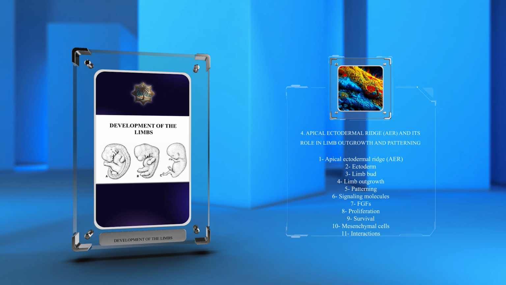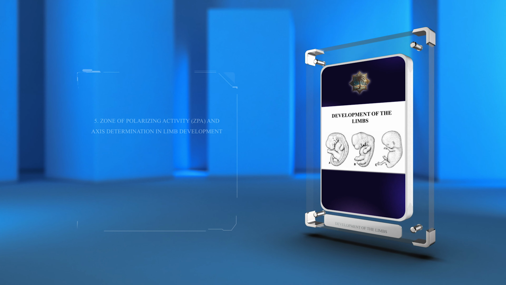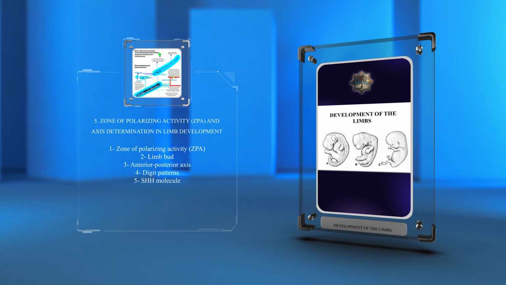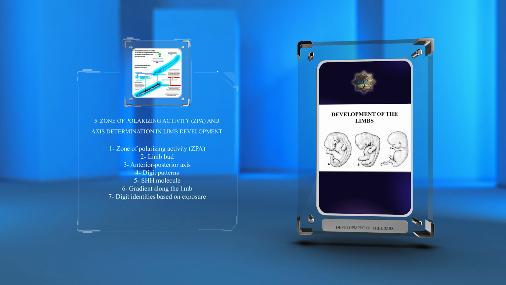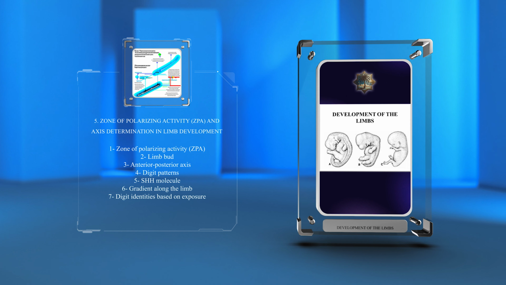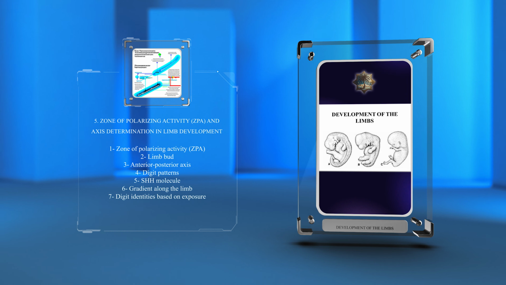the developing limb. The zone of polarizing activity, ZPA, in the limb bud plays a critical role in determining the anterior-posterior axis and digit patterns. It secretes a molecule called SHH, which forms a gradient along the limb and specifies digit identities based on exposure.